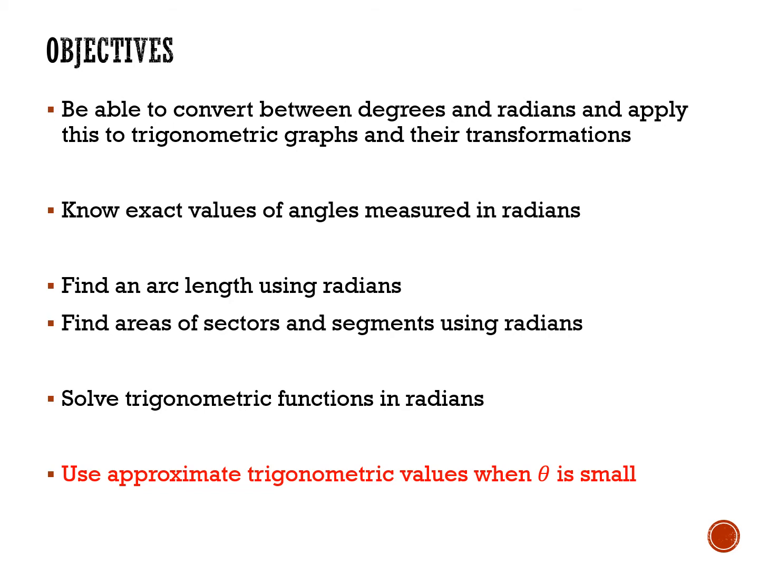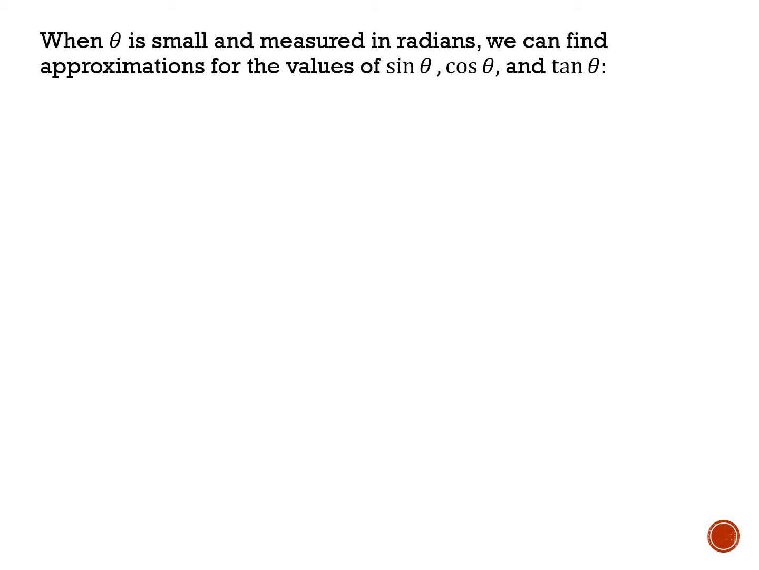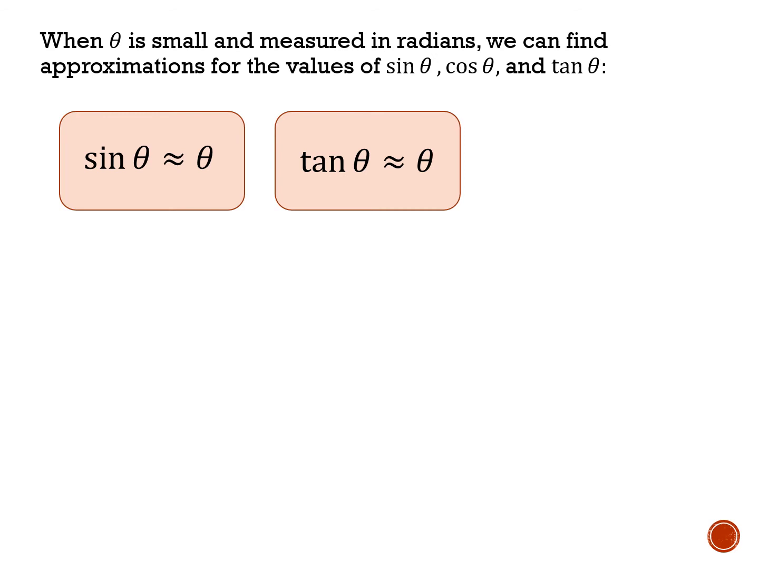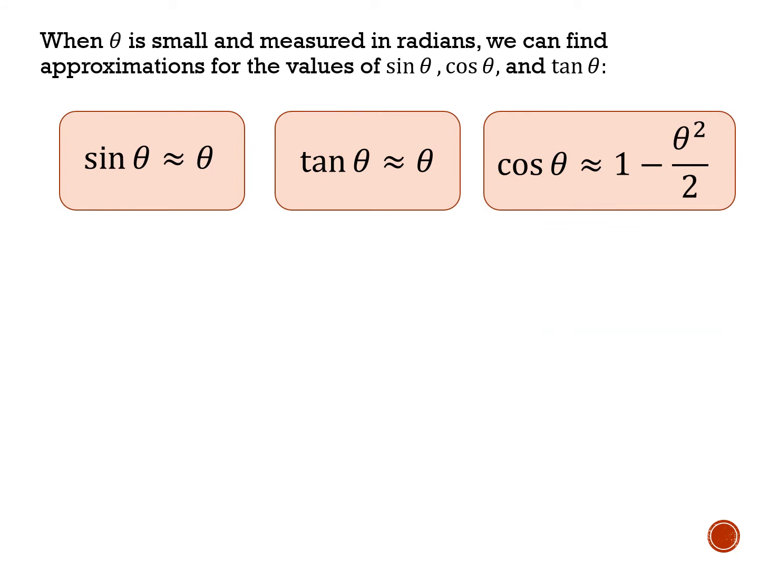Okay, so I'm going to first of all state what they approximate to. So for small values of theta, sine theta is approximately equal to theta. Tan theta is also approximately equal to theta. And cos theta is approximately equal to 1 minus theta squared over 2.